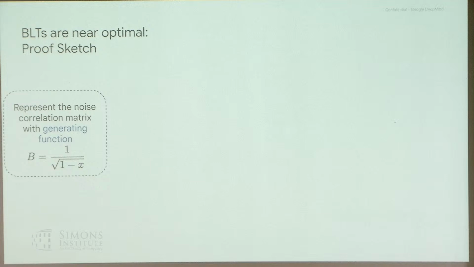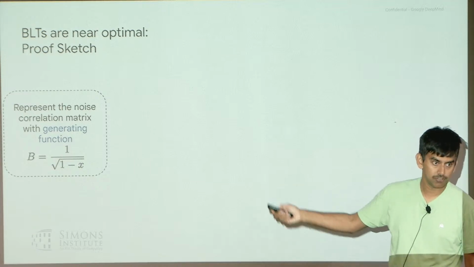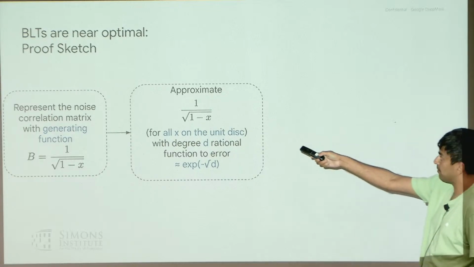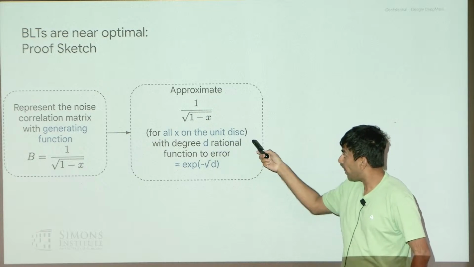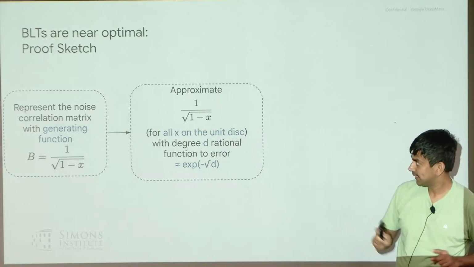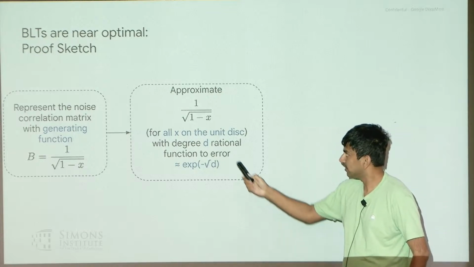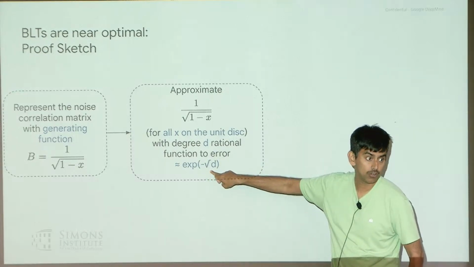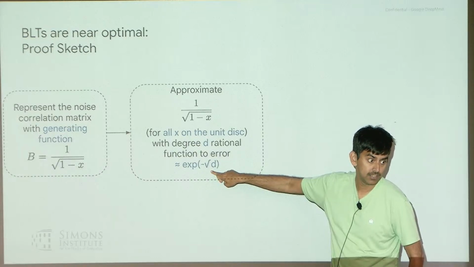So what do we do? First, we represent the noise correlation matrix with the generating function b as 1 over square root of 1 minus x. Then we take a heavy hammer. The heavy hammer is that we want to approximate square root of 1 minus x for all x on the unit disk. I will say one sentence about why we need it over the unit disk, with a degree d rational function, to error exponentially small, e to the power minus root d.